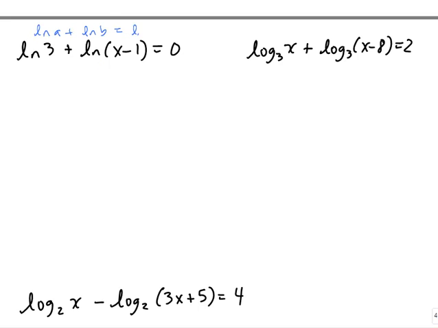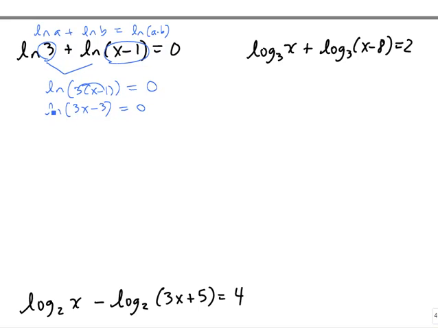Addition of logs becomes the product of their stuff, product of their arguments. So I can consolidate these into a single ln by just multiplying their stuff together. So 3 times that x minus 1. So I've taken these two ln's and made it into 1. If you want to go ahead and distribute that 3 across, you can. We get 3x minus 3.